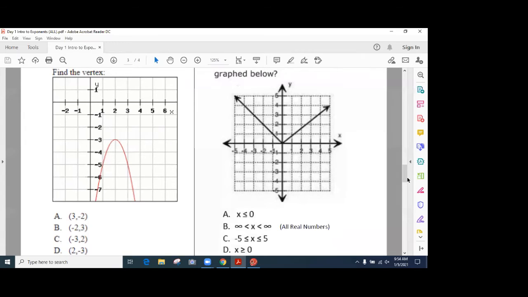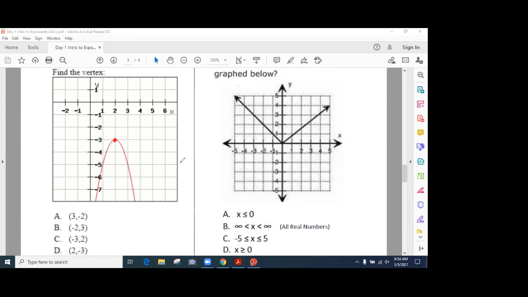So vertex, which is what this is asking for here, is that very top, or if it's upside down, the very bottom point. So put a dot right here. So put a dot right there. At the very top, that's what the vertex is. The very top or the very bottom. So now we just need to name that point.